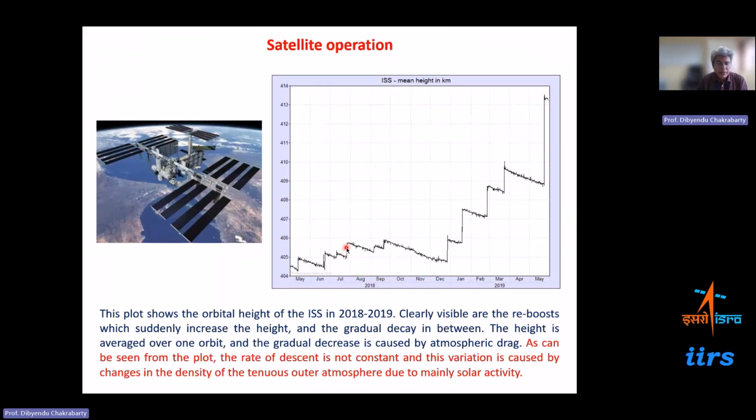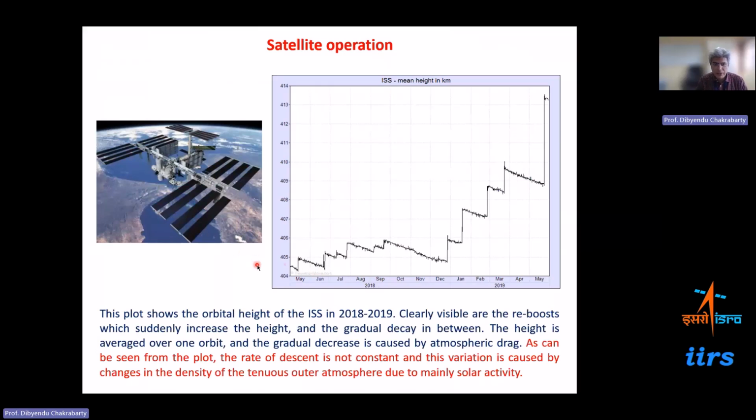This kind of satellite operation or maintenance, orbit maintenance, goes on continuously. But the point here is that the reason why it decays is because of something called the drag of the atmosphere, even at that height. Because of that enhanced drag, it can come down. And when space weather disturbances are there, it increases the drag.